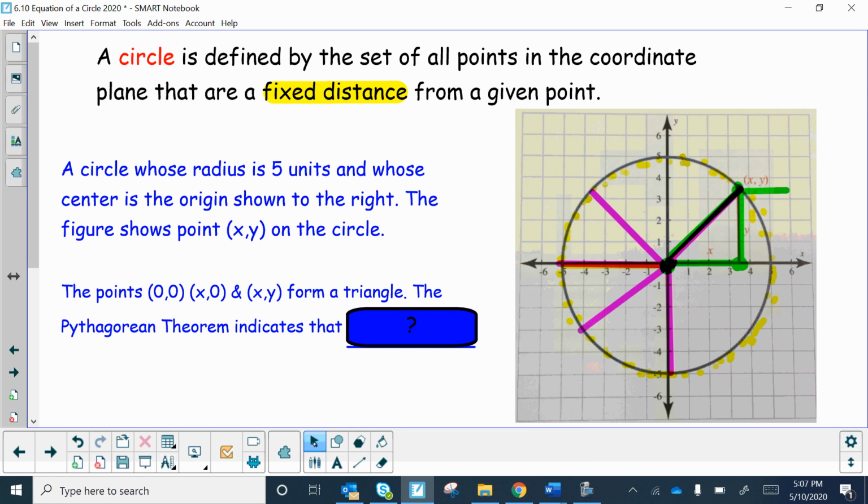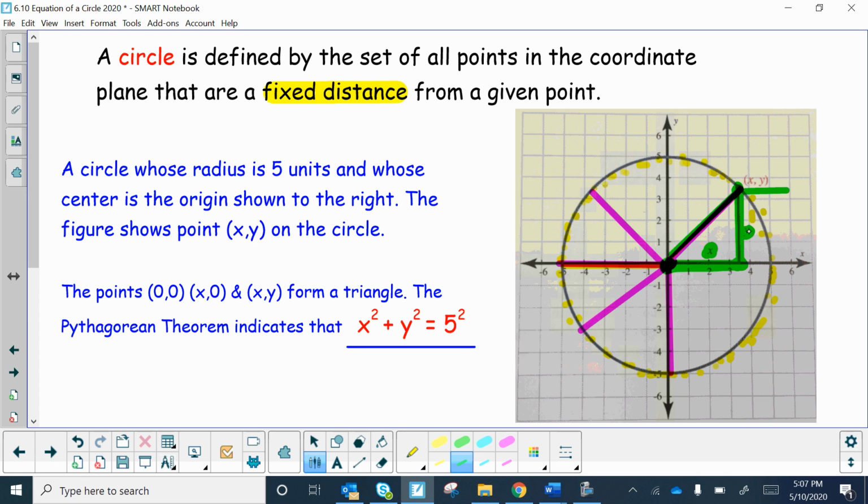So what do we know about right triangles? We know the Pythagorean theorem, and I'm just going to write it out. Instead of a squared plus b squared equals c squared, this bottom segment that I just highlighted in green is x units long. This segment right here is y units long. So that's why we can write x squared plus y squared equals, well, the radius was 5 units long, representing c, so 5 squared. That is where the equation comes from. It actually comes from the Pythagorean theorem.